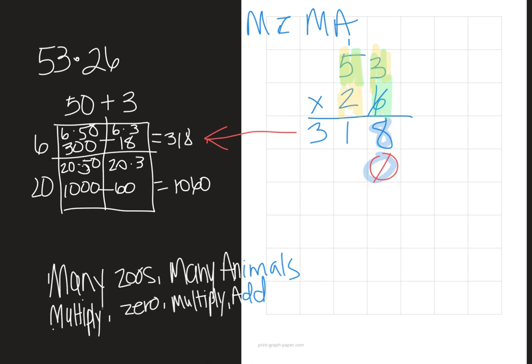So 2 times 3 is 6, and 2 times 5 is 10. And looky here, we have the same partial product. So we did many, zoos, many. So many equals multiply, zoos equals 0. Many means multiply again, and now we need to add. Now this is something we did not do on the other side.